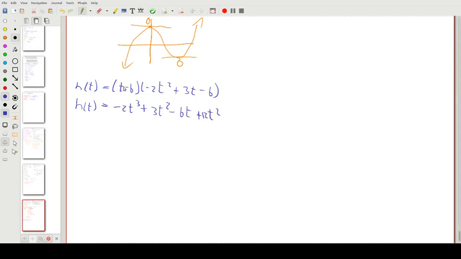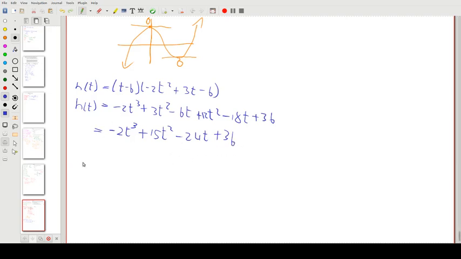12t squared. Negative 6 times 3t is negative 18t. Negative 6 times negative 6 is plus 36. So let's collect our like terms. Cubes, there's only one, negative 2t cubed. The squared, so we've got 3t squared plus 12t squared is 15t squared. Then we've got, for the t's, negative 6 minus 18, that gives us negative 24t. And then we've got 36 as our only number, 36.